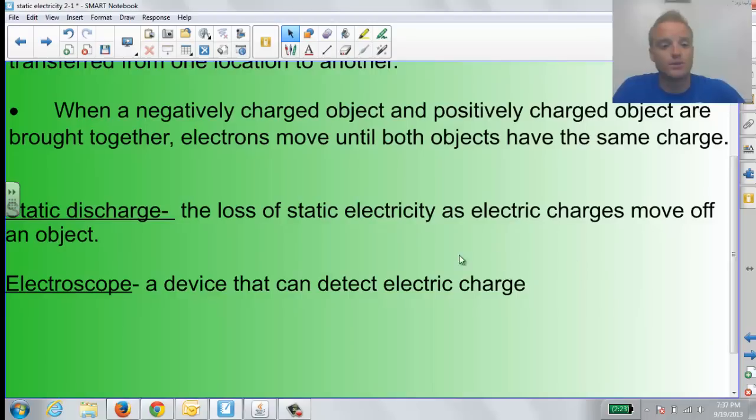So this is a quick overview of static electricity, and we'll do more in the future.